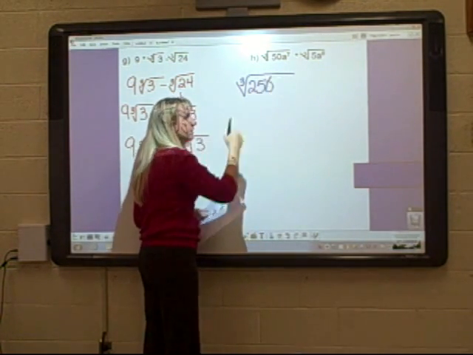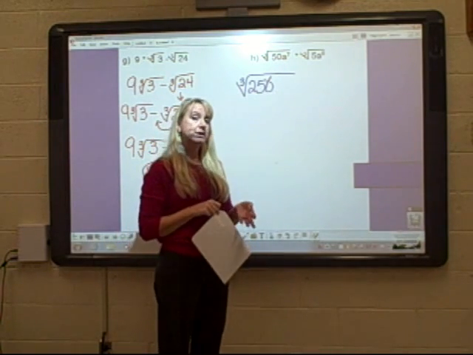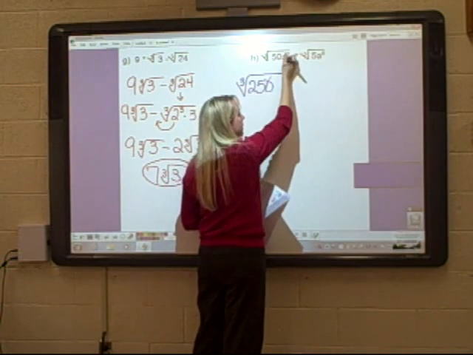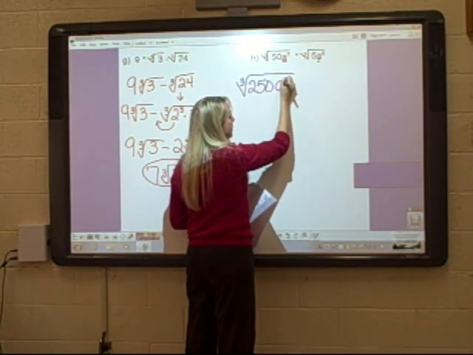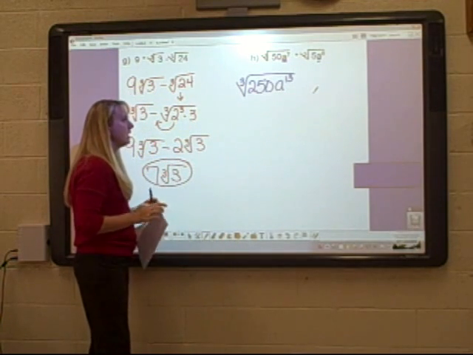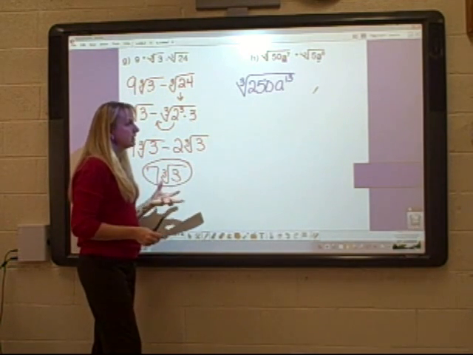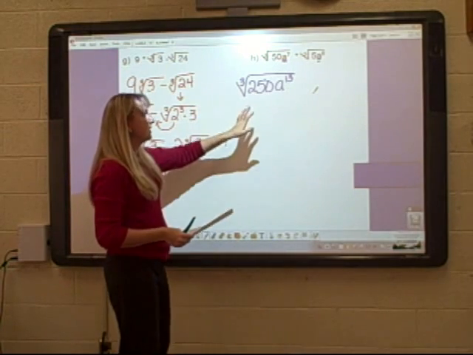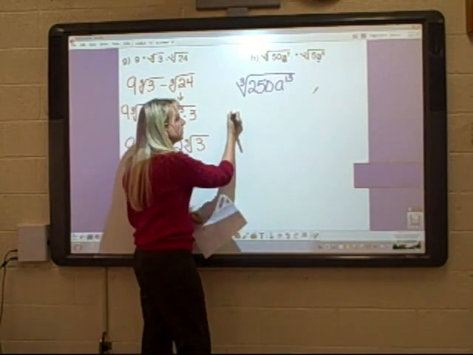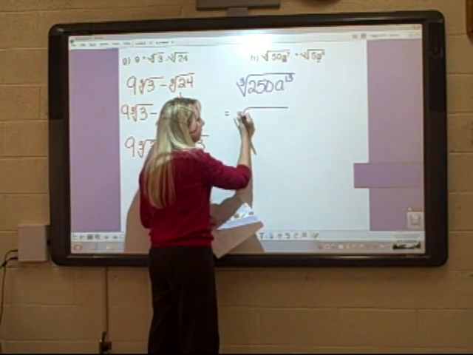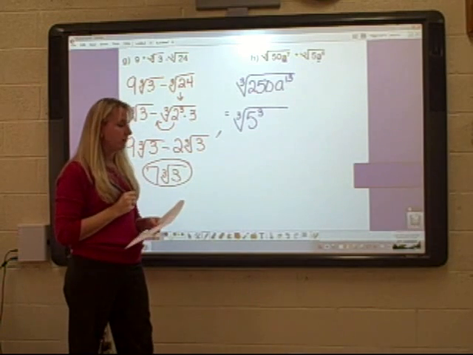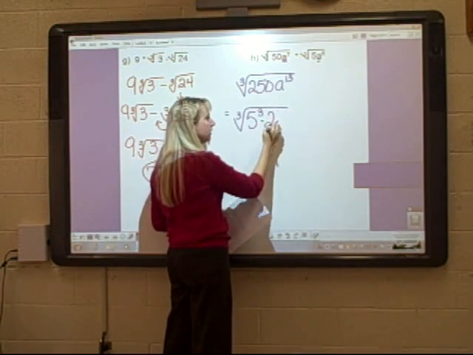And then a to the 7th times a to the 6th. Do they have the same base? If they do, then you add their exponents. So I'm going to add 7 plus 6 and get a to the 13th. Now we've got to try to come up with the biggest number cubed that's inside of 250. Well, we already worked with 250, so we know that I've got 5 cubed. 5 times 5 times 5 is 125, and then times a 2 gets us up to that 250.